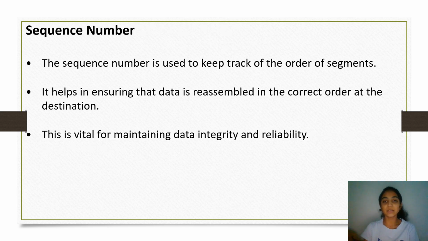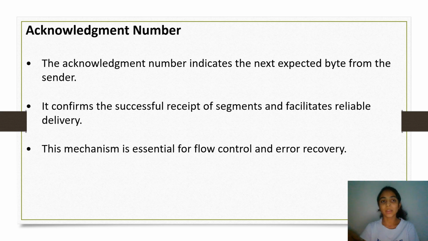Sequence number. The sequence number is used to keep track of the order of segments. It helps in ensuring that data is reassembled in the correct order at the destination. This is vital for maintaining data integrity and reliability.